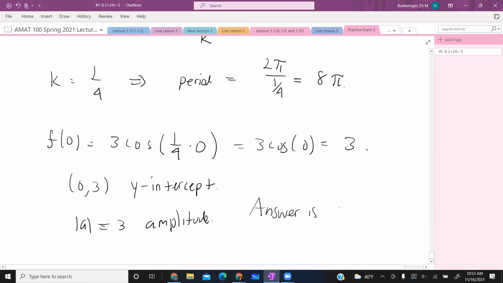The answer is B. And to get that, we just needed a couple pieces of information. We needed the y-intercept, the amplitude, and then the period. The period is 8 pi, so that means that it repeats itself every 8 pi, or you can look at the interval 0 to 8 pi, and that will tell you that the graph shouldn't repeat itself on the interval, but the pattern will repeat after you go beyond 8 pi.